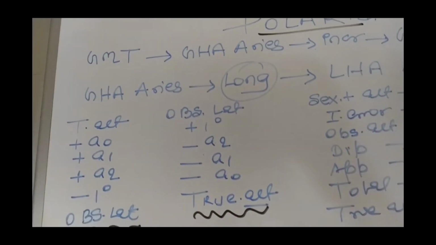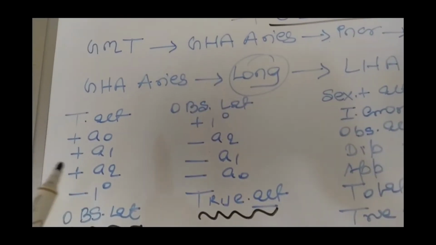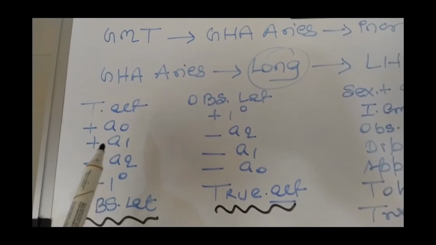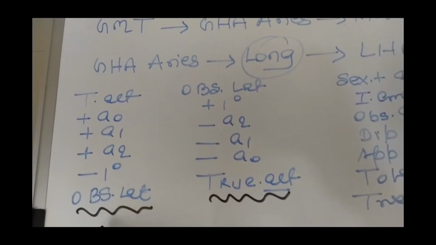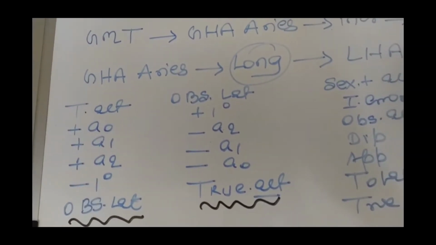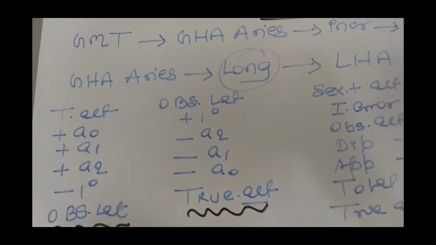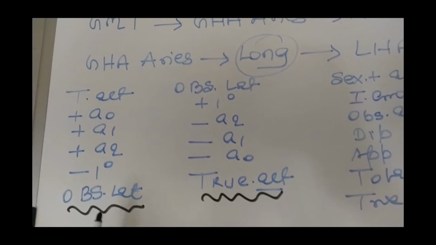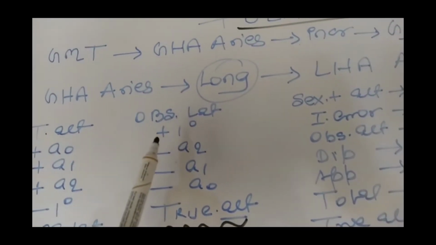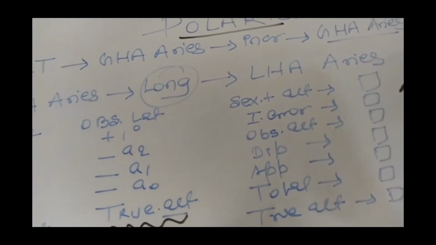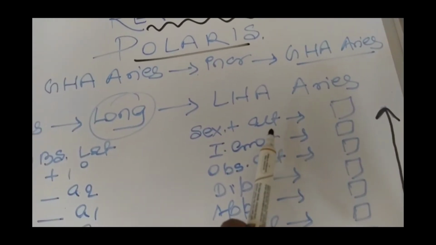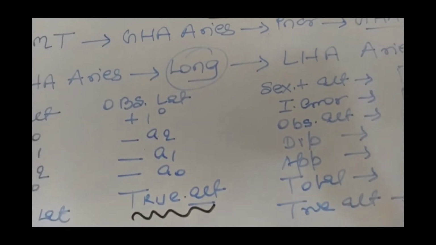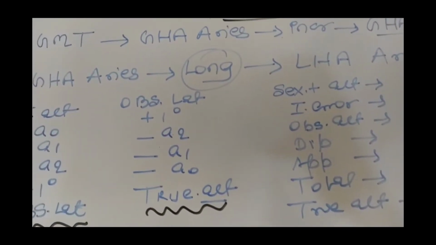sextant altitude. From there you find your true altitude, in the normal Polaris question I am talking about, and you go to this A0, A1, A2 and minus 1 degree, and you get this observed latitude which is asked in the question. Now in the reverse Polaris question, sometimes they will give you this latitude, and from that latitude you have to go back and find the sextant altitude. So that's what I'm talking about, and sometimes it has been asked in part B of celestial navigation, so that's why I thought of discussing this.